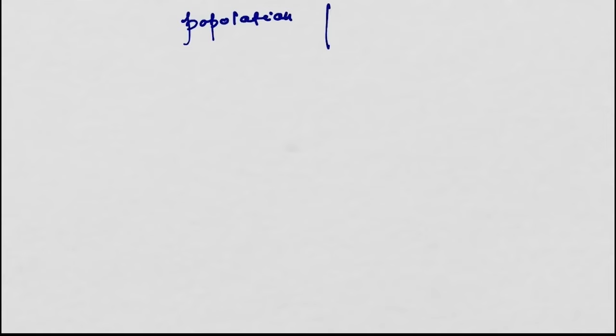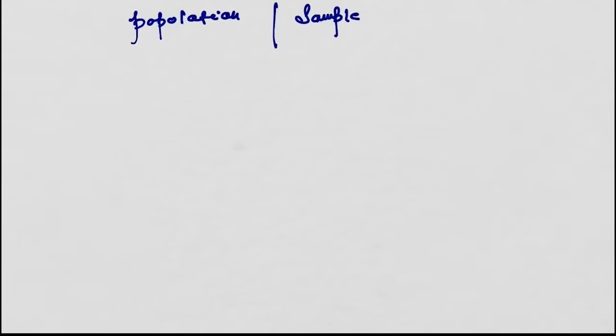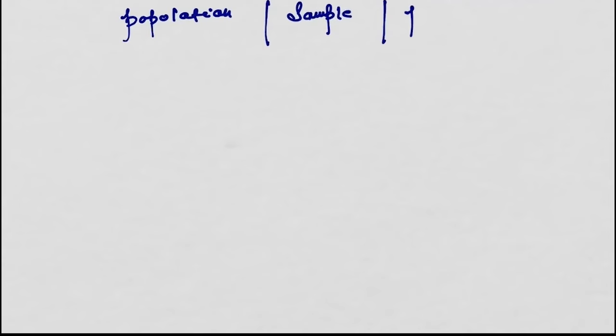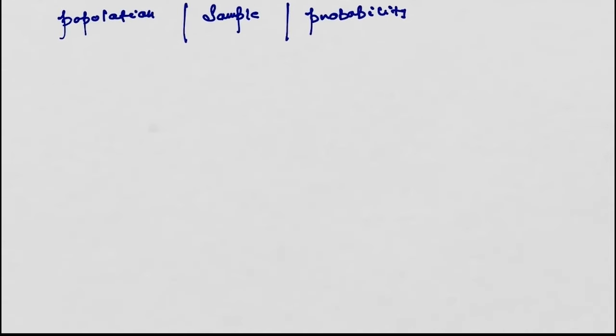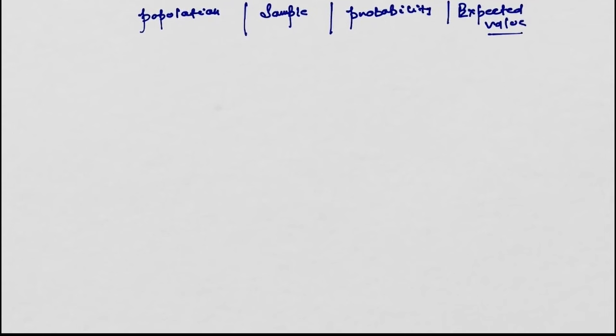Population, sample, and the formula in terms of probability, and expected value. So the same thing has its formula given in different ways. That is weird, but the formula is given in that way.